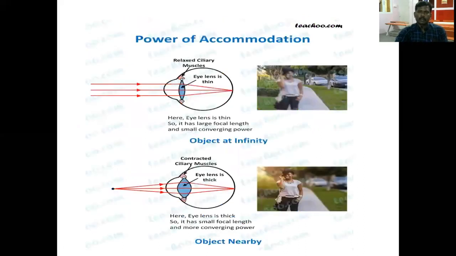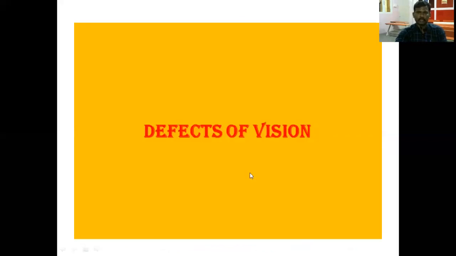And the power of accommodation is nothing but the capacity of the human eye to change the focal length. In the first diagram it focuses the furthest object, and in the second diagram it focuses the nearest object. So it is the capacity to change the focal length of the lens. The human eye is a convex lens, so it is a converging lens.